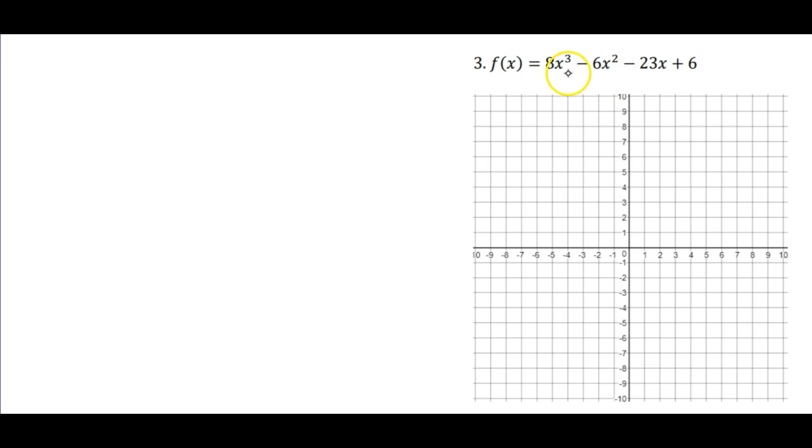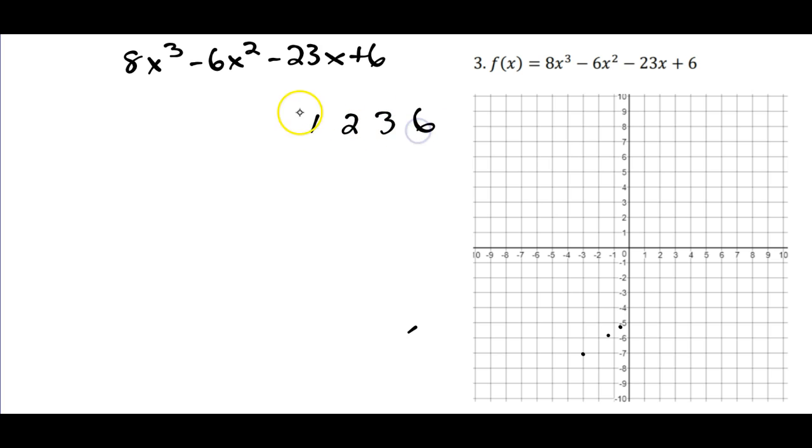So for number 3, let's look at this. Is there a way we can factor it by maybe grouping? We can try that first, but you know, I can already see that 23 and 6 don't have anything in common. And if I factor out x squared here, I'm not going to get anything matching the 23. So we're going to go ahead and write out our possible rational roots on this. So factors of 6, I've got 1, 2, 3, and 6, and these are all plus or minuses. And then I'll list out factors of 8.